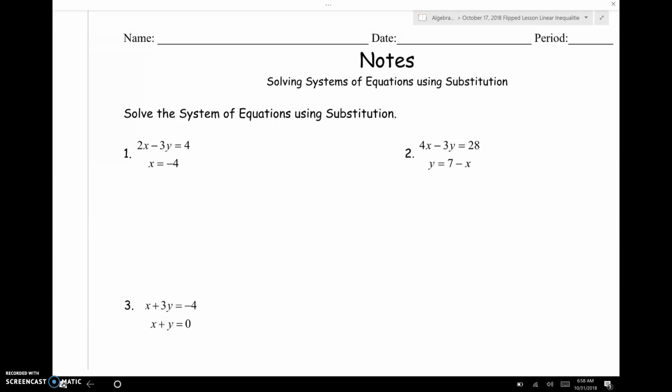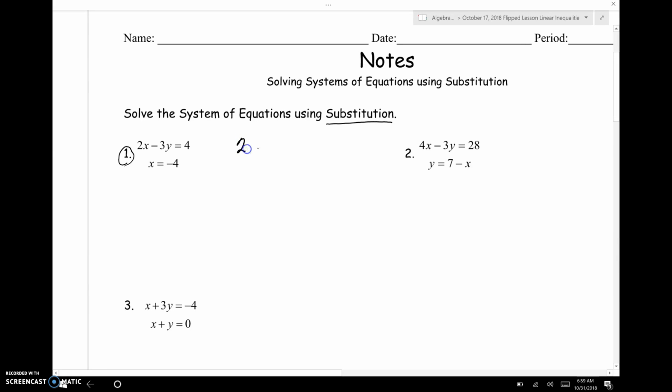What we're going to do today is solve the following system of equations using substitution. And substitution just means that we're going to replace a variable with a value. For example, if we look at number 1, we have 2x minus 3y is equal to 4, and we have x equals negative 4. We need to see if there is a solution for this system, so we're going to use substitution.